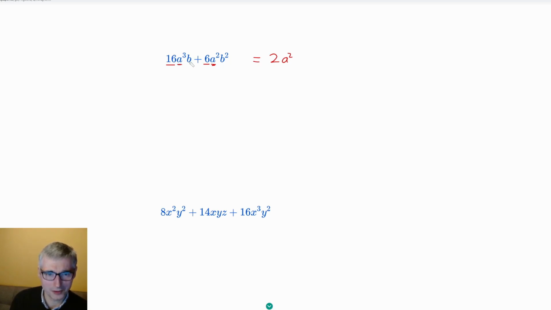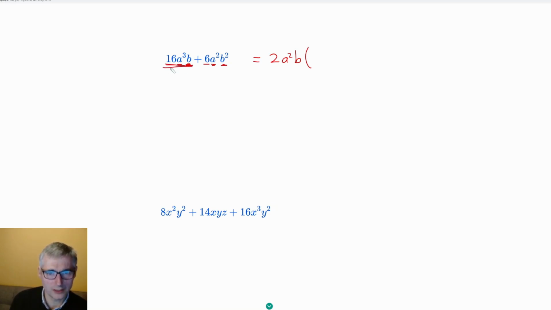And then if we look at the b's, we can see that we've only got one b there, and we've got b squared there. So the largest that's in both parts is just one b. So I can take out a b. And then what I need to do is look at what I've got to multiply this 2a squared b at the front of the bracket by in order to get back to where I started.